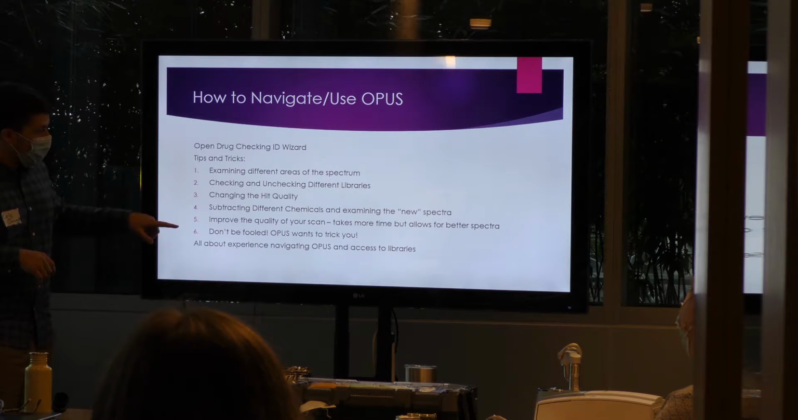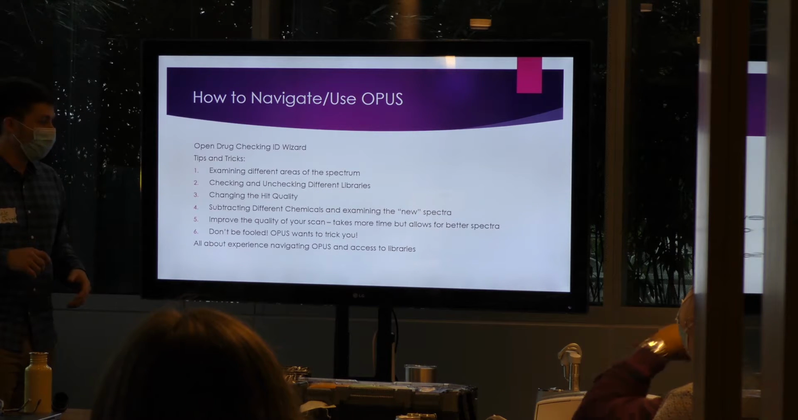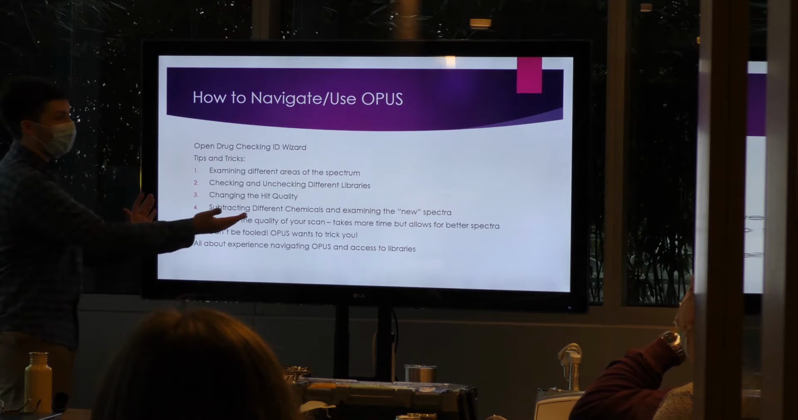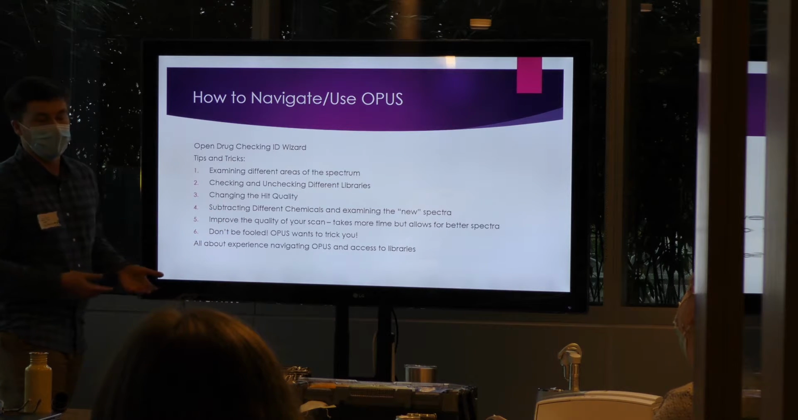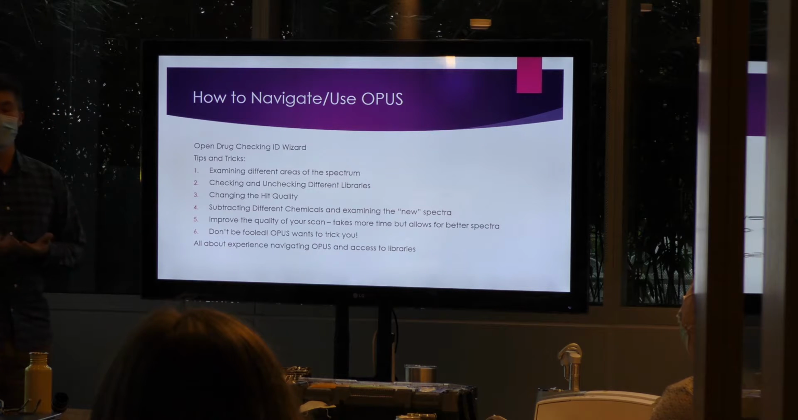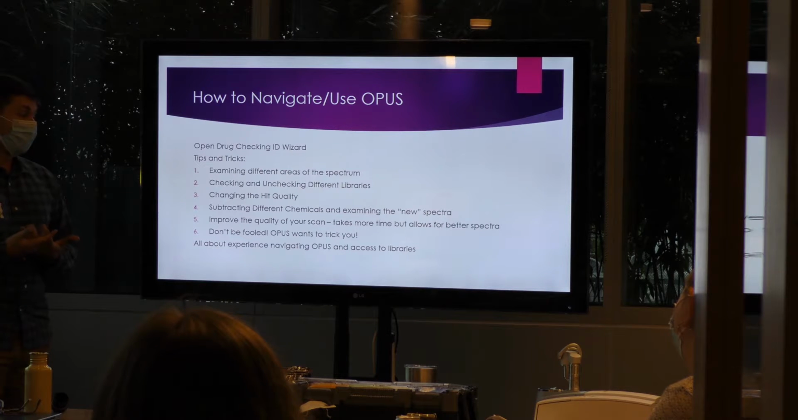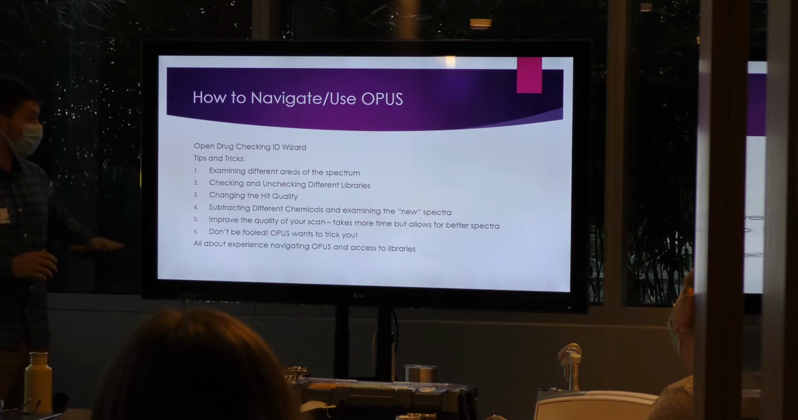Then the last thing: don't be fooled. Opus wants to trick you. Opus is just software. It's just looking at the peaks that are there and trying to line them up the best that it can. It will be very consistently wrong. Never take the first hit as accurate. It might be. It's great when it is, but the vast majority of the time it might not. So just don't trust the first hit.